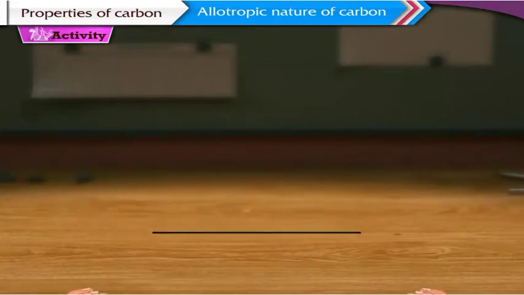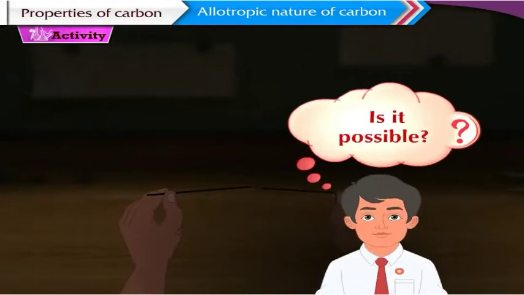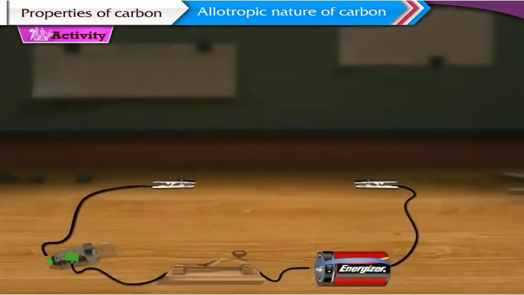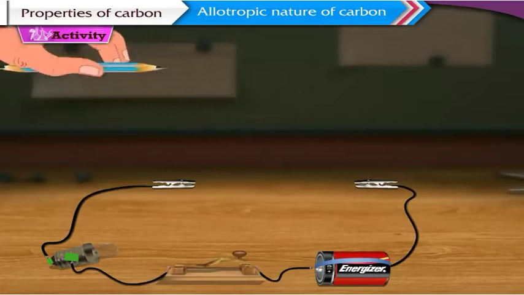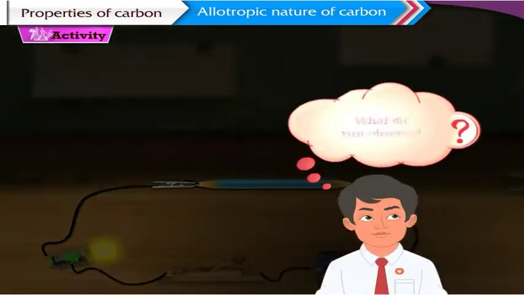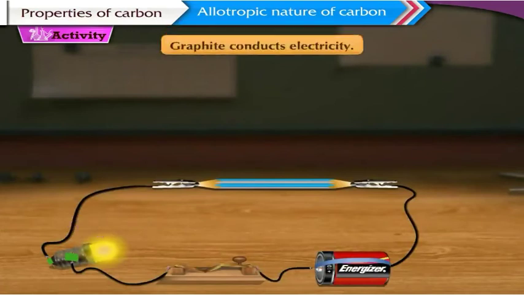Now try to break the lead with your hand. Is it possible? Yes, it breaks easily. Let us now set up an electrical circuit using a battery, bulb, switch, connecting wires, and crocodile clips. Insert a pencil between the ends of the crocodile clips. Switch on the current. What do you observe? The bulb glows. This shows that graphite conducts electricity.